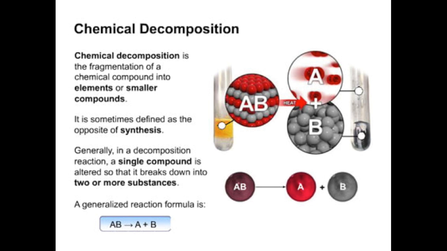Decomposition is the fragmentation of a chemical compound into elements or smaller compounds. It is sometimes defined as the opposite of synthesis. Generally, in a decomposition reaction, a single compound is altered so it breaks down into 2 or more substances. In the drawing, you can see the representation of it, where you have a compound AB and it is broken into elements or compounds A plus B.